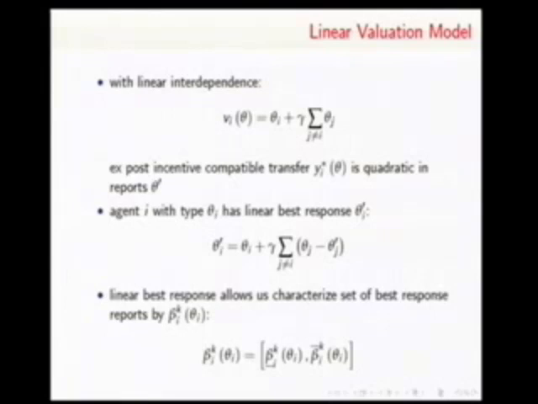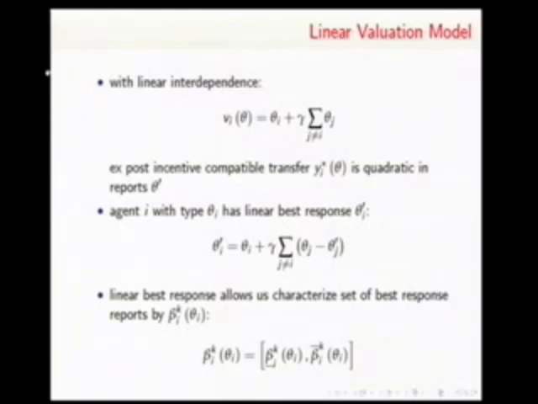One of the reasons that I chose to work with this linear model for this talk is that in the linear model, this procedure is really quite accessible, and we can do the calculations as we go. With linear interdependence, the ex post incentive compatible transfer is quadratic, and therefore the best response of an agent to point beliefs is simply a linear best response.